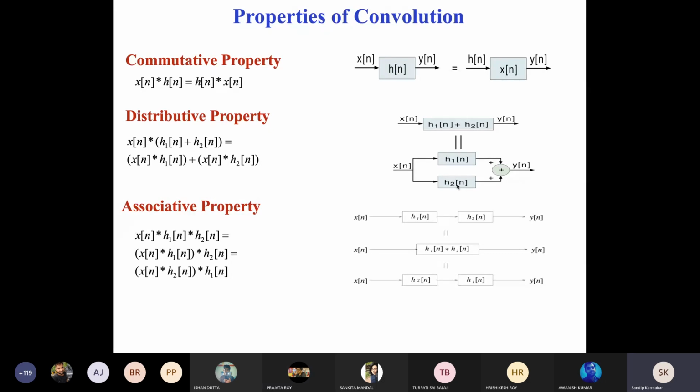Is this correct? Yes, sir. Why? Sir, because of the commutative property itself, so you can divide it into two systems and then go forward with it. Subsystems, basically. That's right. The commutative property gives rise to h1[n] and h2[n] being commuted, and then you can do that.